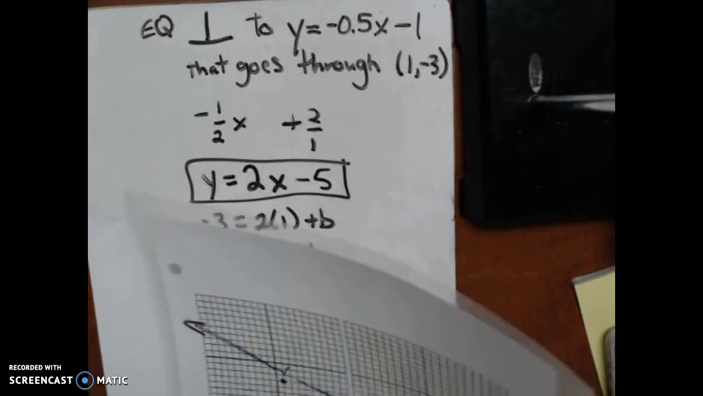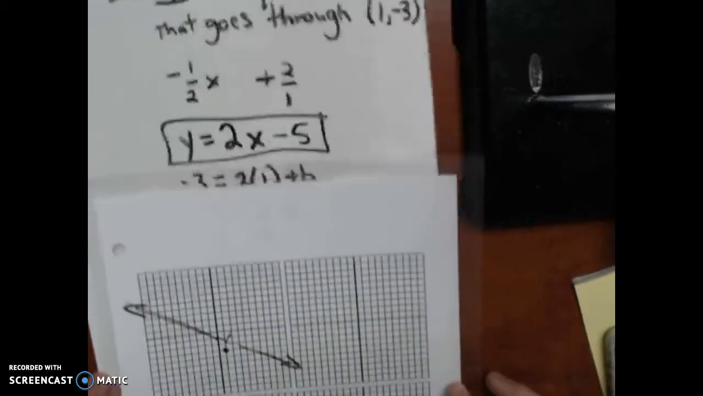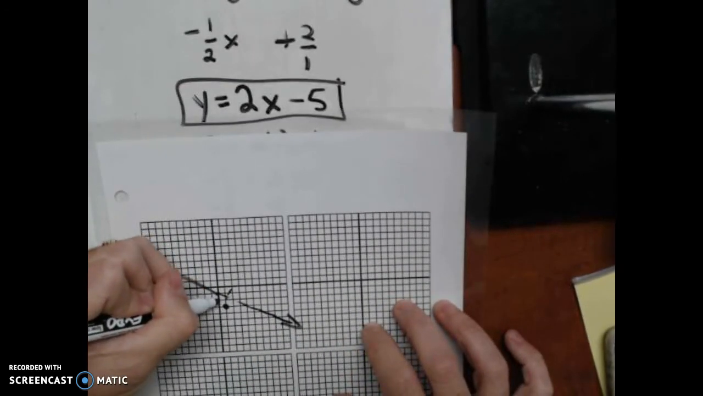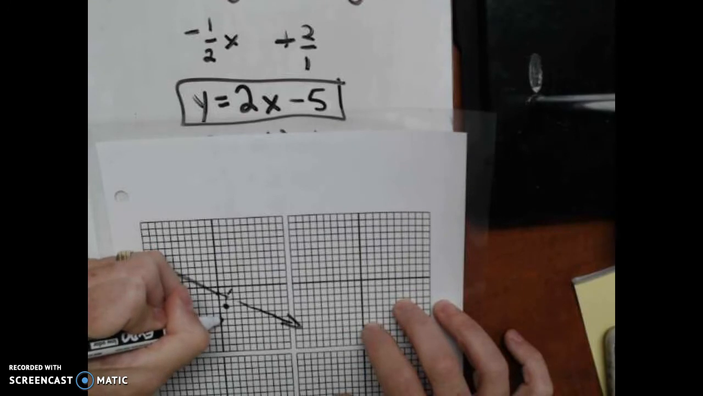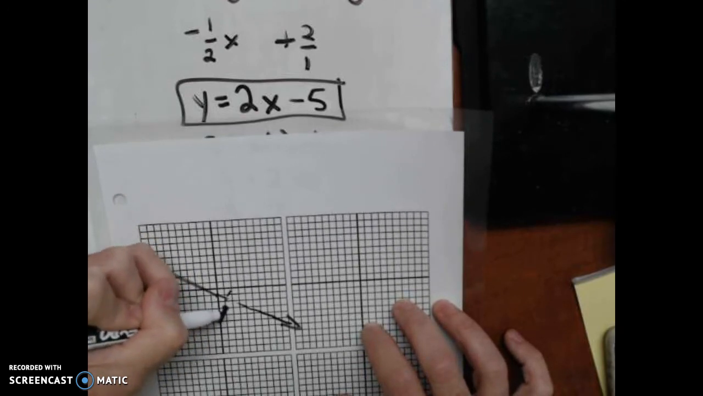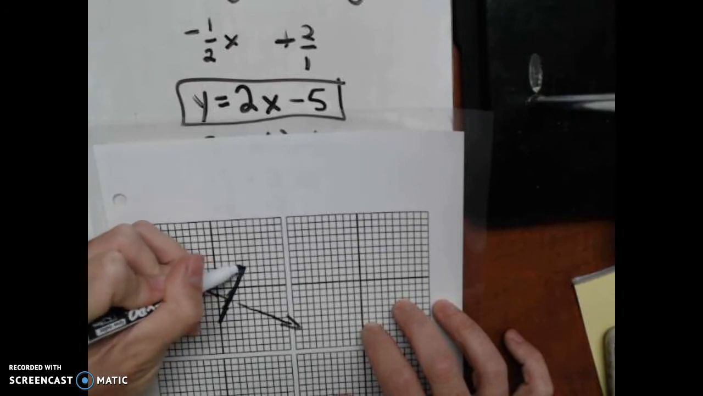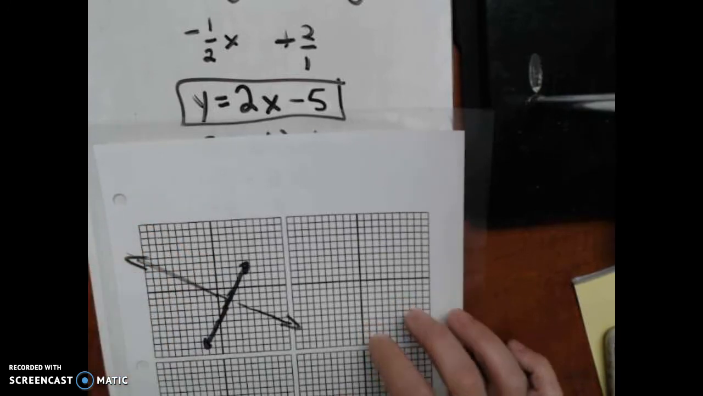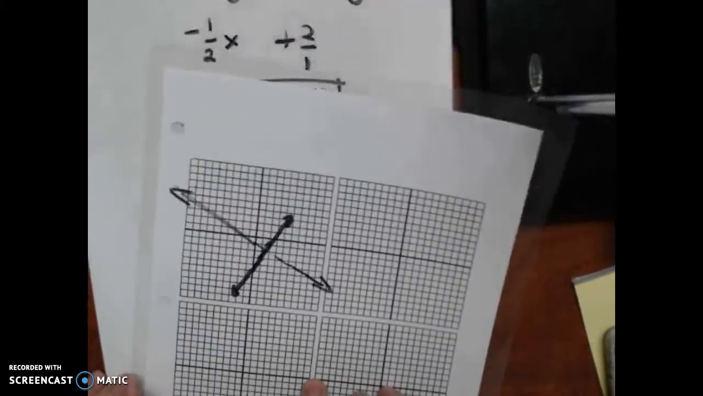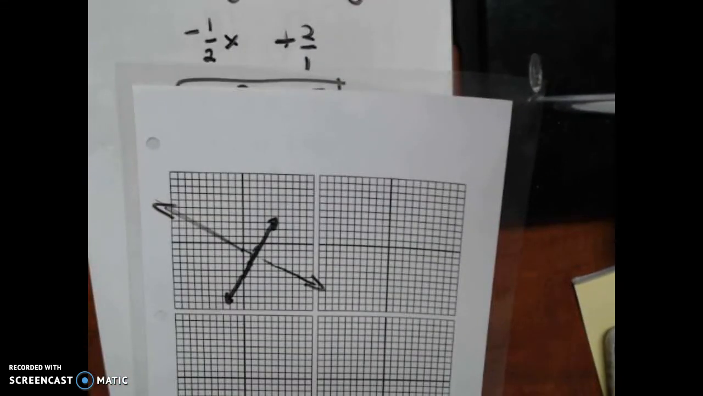Let me pull that up again here. So I just have to make a 2x minus 5 here and see where that is. Go 1, 2, 3, 4, negative 5, and slope of 2, which goes right through that point. And if we were to check it, we would find out that it's perfectly 90 degrees one from the other.